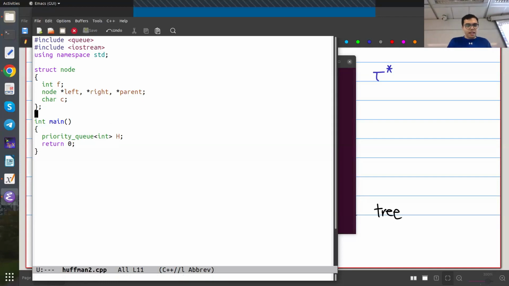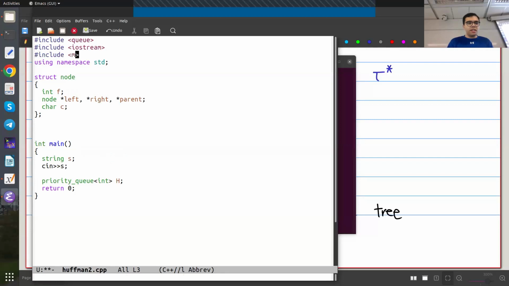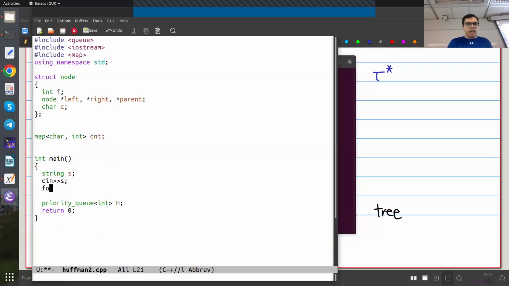Okay. Now, let's say I want to read some text. So I do this first: I read some string S. And let's assume that my string only has characters in the English alphabet. So I'm just going to count how many times each character appears. I'm going to have a map from characters to integers called count. So for every character C that appears in S, I increase the count of C.